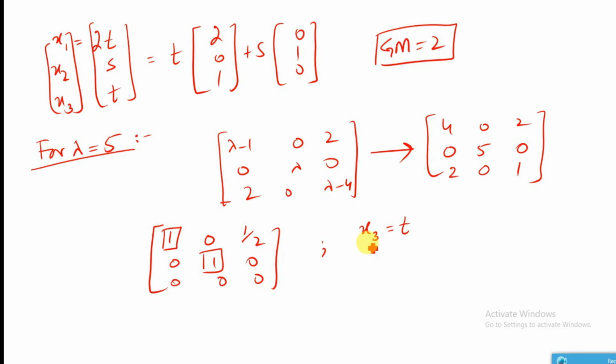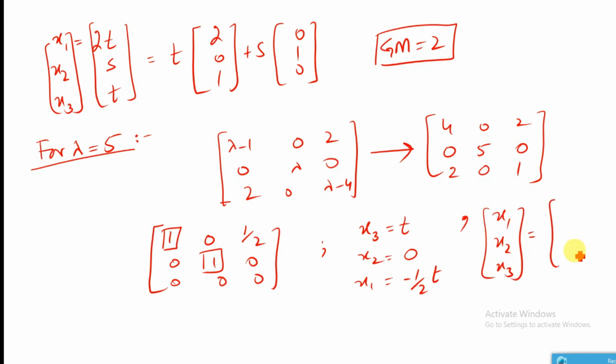Now I can write x2 here as 0 and x1 as minus 1/2 x3, and as x3 is equal to t, we are letting it be t, so it becomes minus 1/2 t. So in terms of vectors, we have x1 x2 x3 like this: minus 1/2, we can take t as common, 0 and 1. So here we have only one vector, so its geometric multiplicity is 1.